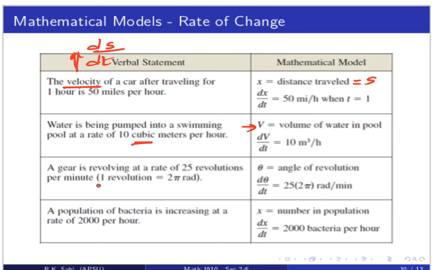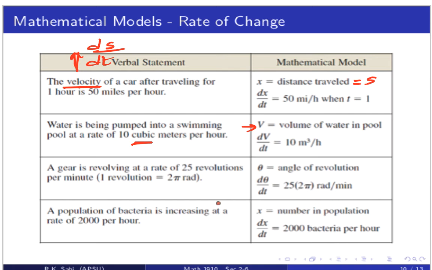Now if you're looking at some physics kind of problem where you have a gear revolving at a rate of 25 revolutions per minute. Now remember, 1 revolution is 2 pi radians. So theta is the angle of revolution. So d theta over dt is 25 times 2 pi radians per minute.